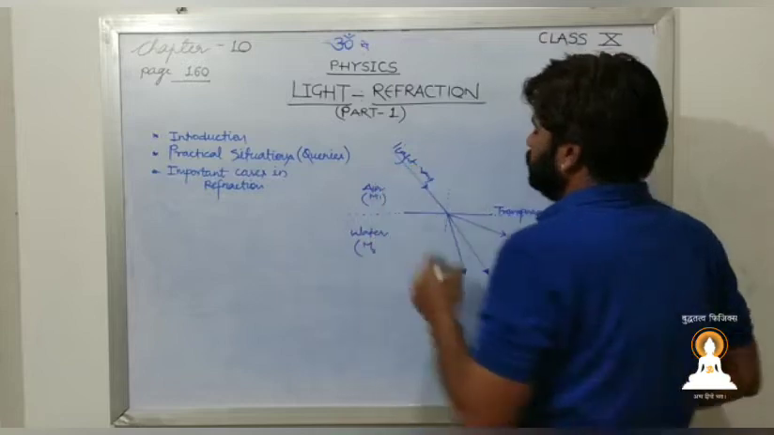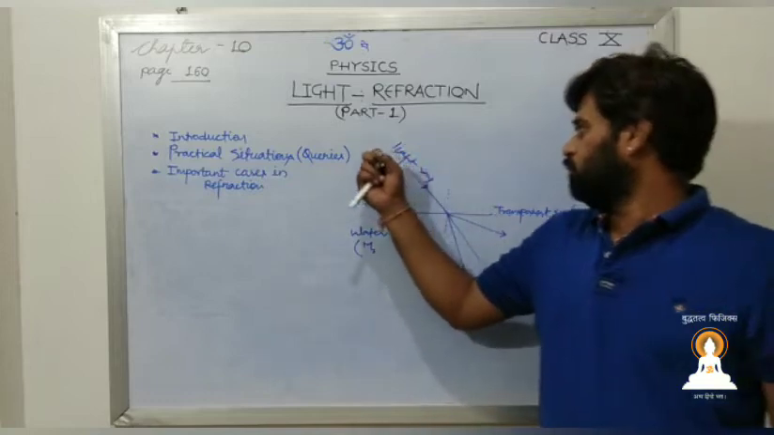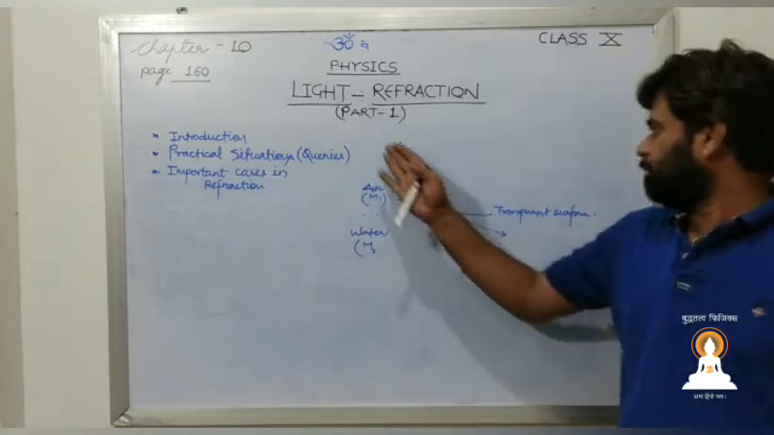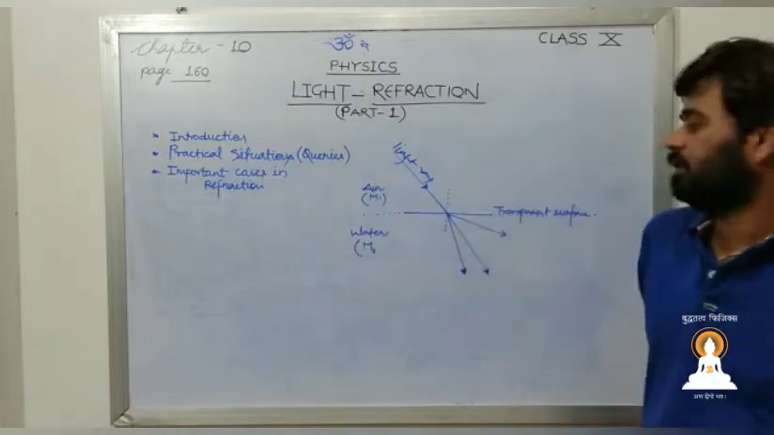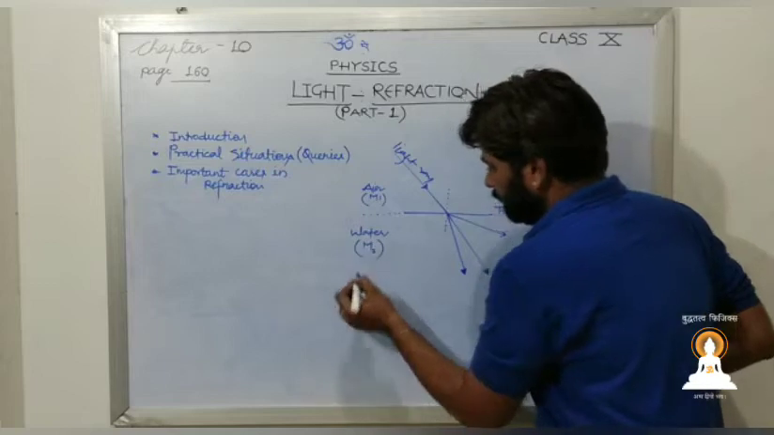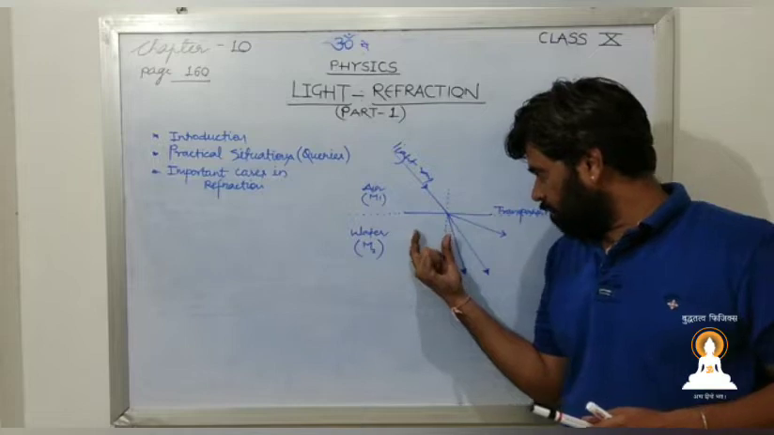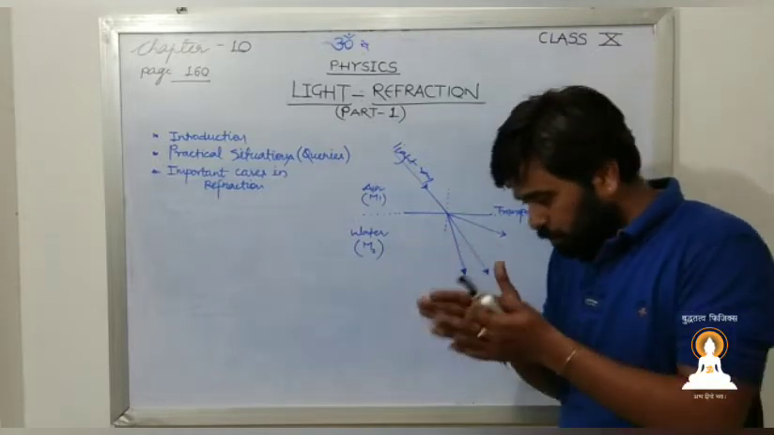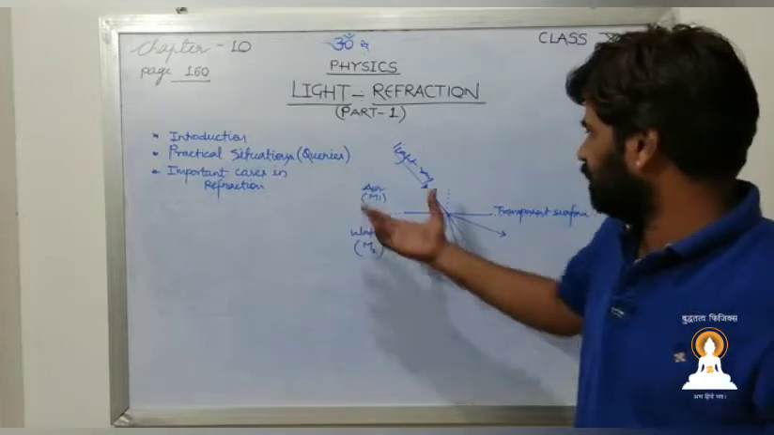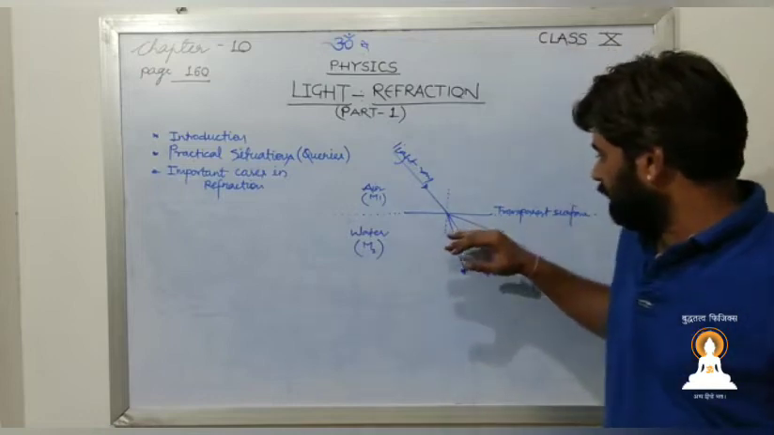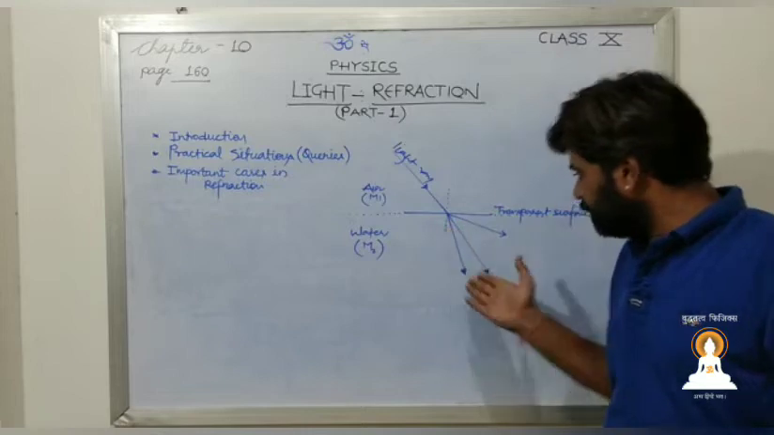When this light ray comes through air, the particles are very minute, so there are no such obstacles in this particular medium. But when it comes into water, the density of the medium increases. The molecules are quite close, because water is a liquid, while air is nothing but a gas. So here the speed of the light ray decreases.